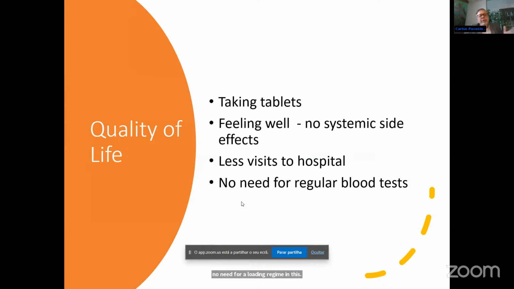Patients hate taking tablets, they feel well without them, they prefer fewer visits to the hospital, no need for regular blood tests. So quality of life plays a role in our decisions on how we treat our patients, and we need to listen to them.